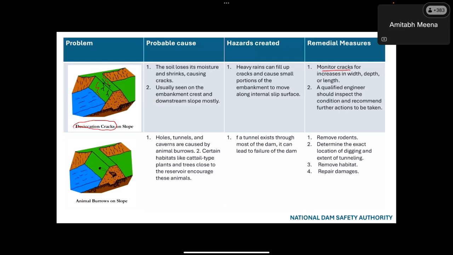These are animal burrows. They may occur on the slope also. So these are caused by rodents. So they should be repaired.